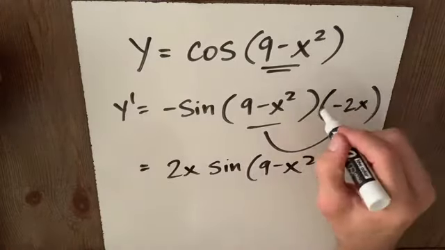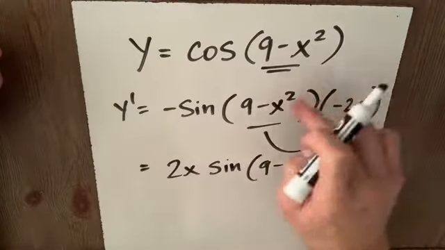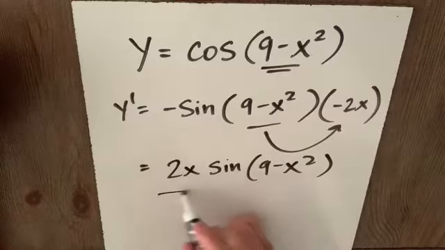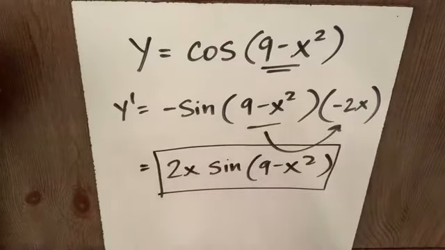Resist the urge to change the angle. We take sine of an angle by distributing that out. Bring whatever's there to the front. And there is our answer. There's our derivative.